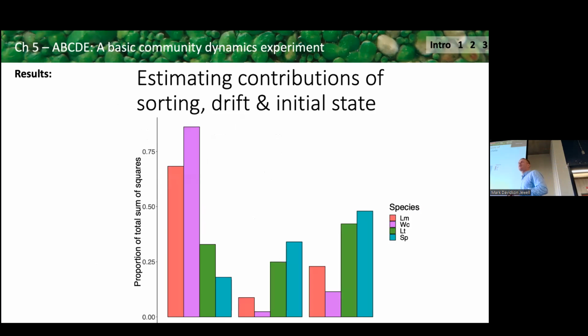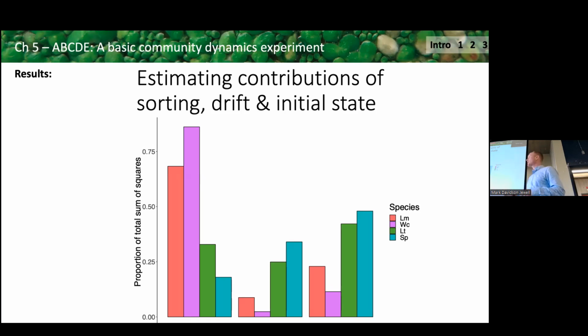But the point of this chapter, right, was to quantify the relative contributions of these different processes. So here we have the end of the experiment, the contributions of sorting, initial state, and drift. Each color is a different species. So for purple and red, 2 of the species, we see that sorting is by far the dominant process. So red is Lemna minor, it's selected for. Purple is Wolffia, it's selected against. Whereas initial state and drift are not important.